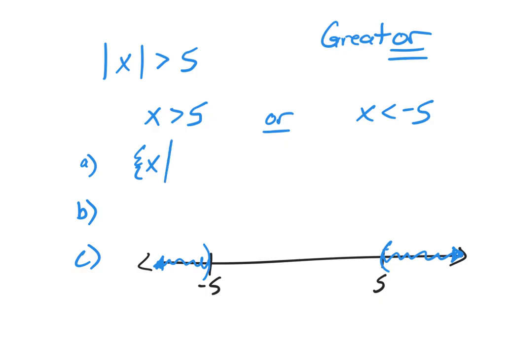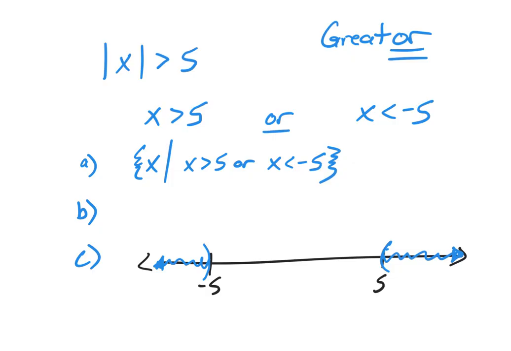For set builder notation, I would just rewrite my answers with an or in there. There's no way to really combine them together like there was with ands. Ands, we can combine them, ors, we really can't. So we're just going to rewrite it like that.